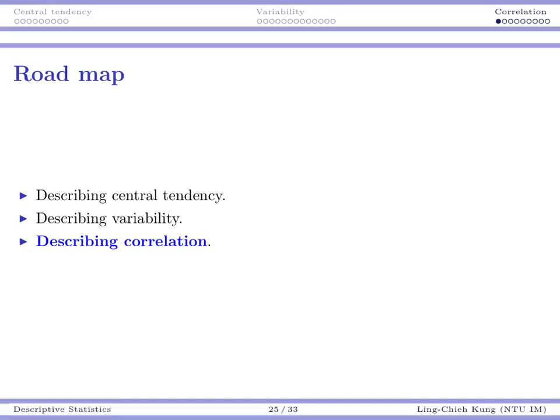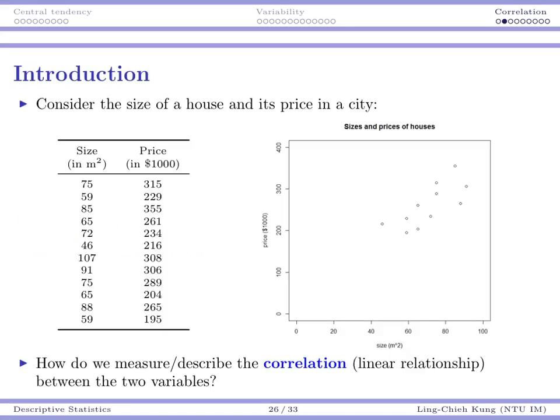Okay, lastly, let's talk about describing correlation. That means to describe the relationship between two sets of data. So to begin, let's consider the following example. In a city, we sample 12 houses, and for each house, we get its size and its price.